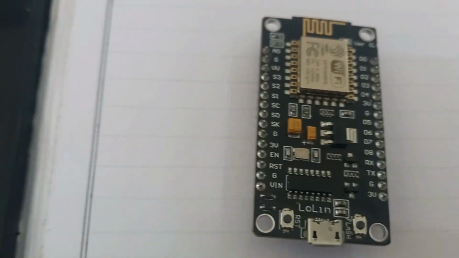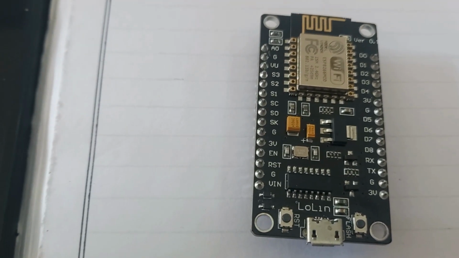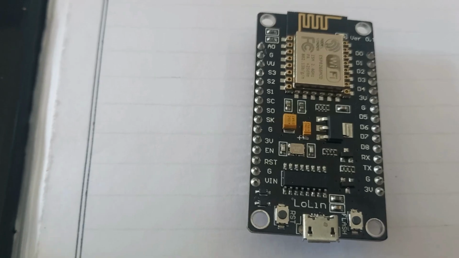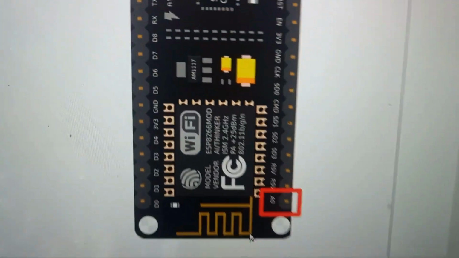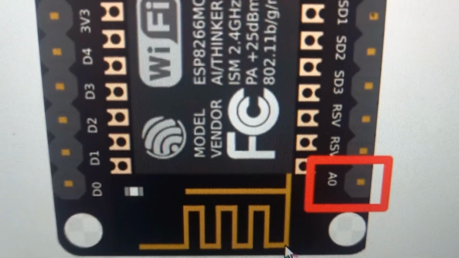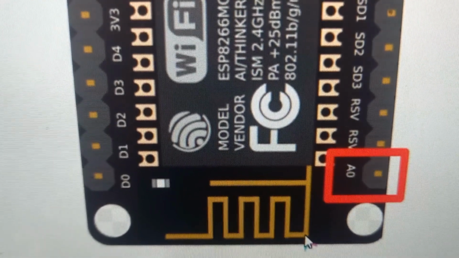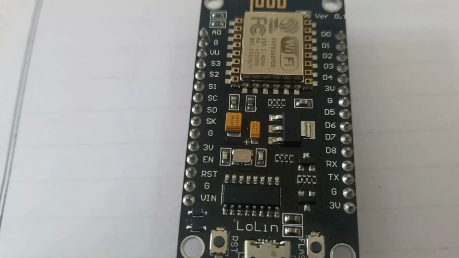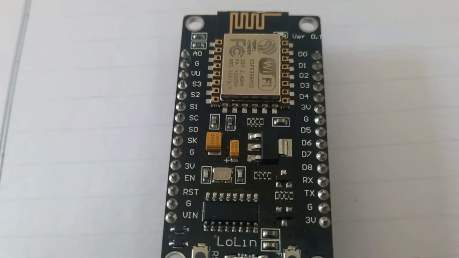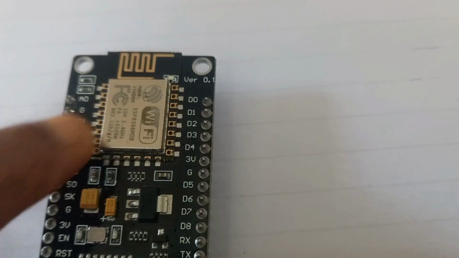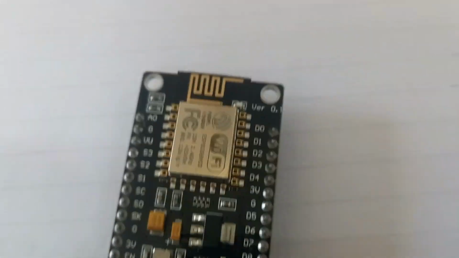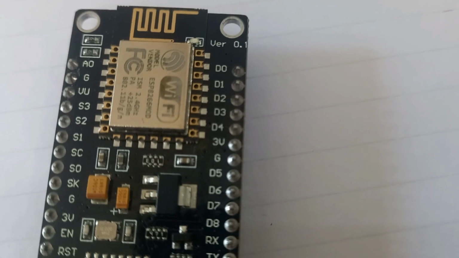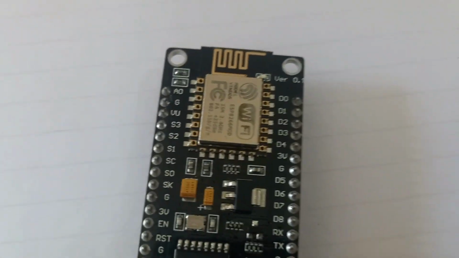Now I'll explain what is the use of the analog pin and how many analog pins you have got. See, this is the analog pin. You have got only one analog pin and it is marked as A0. So check here, the topmost one, A0. You have got one analog pin.